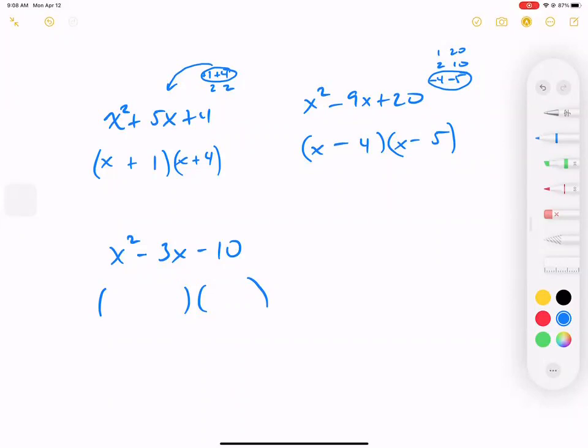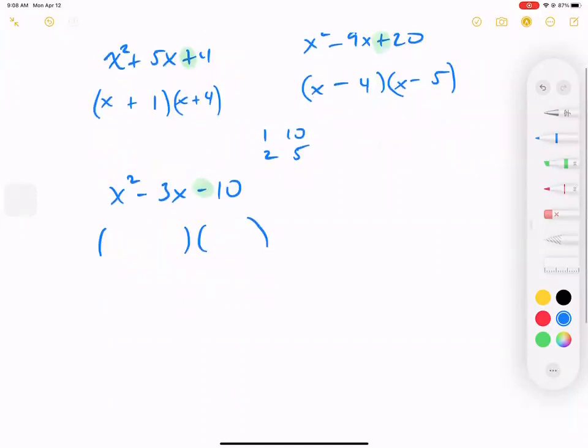The last one is our hint. Just a reminder, if we have a plus in the back, that means we're going to add them because they're either going to be plus plus or minus minus. But if we end up with a negative in the back, that means one of the signs has to be negative. 1 and 10 and 2 and 5. Now which of these multiply to become 10 but then subtract out to become 3? Multiply to become 10 but subtract out to become 3. And the only possibility is 2 and 5.